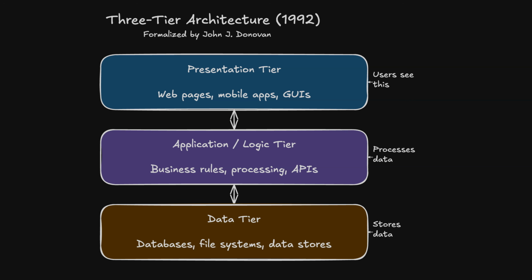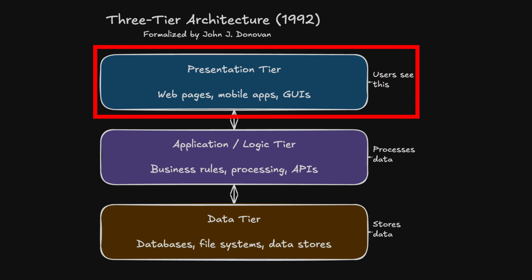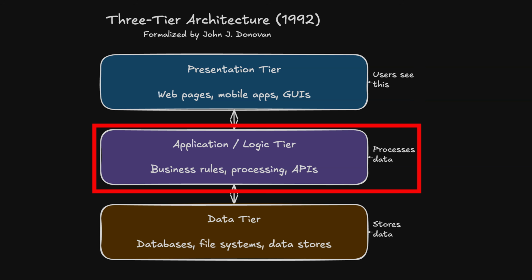In 1992, John Donovan formalized three-tier architecture. So presentation is on the top, application logic in the middle, and data at the bottom. Every web application that you have ever used is built on this architecture. The key insight is that each tier is independent. You can upgrade or replace any tier without touching the others.